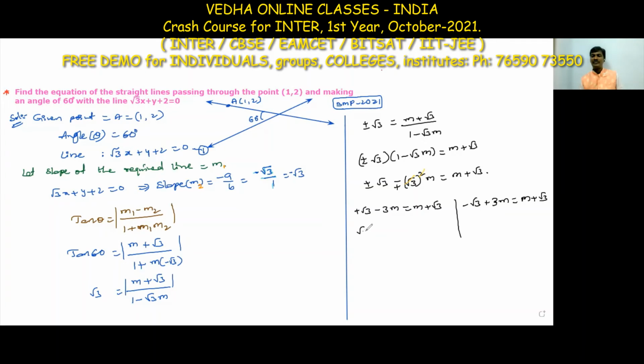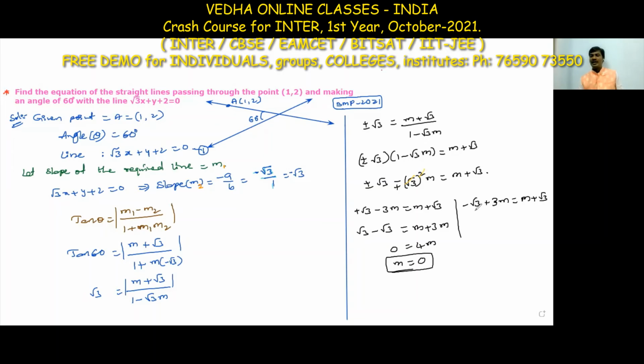Here we have root 3. Take that root 3 to this side, so minus root 3 is equal to m as it is. Minus 3m I am taking to the right side, then we get plus 3m. 3m plus m is 4m. 4m is equal to 0, which means m is equal to 0 by 4. So the m value is 0 here.